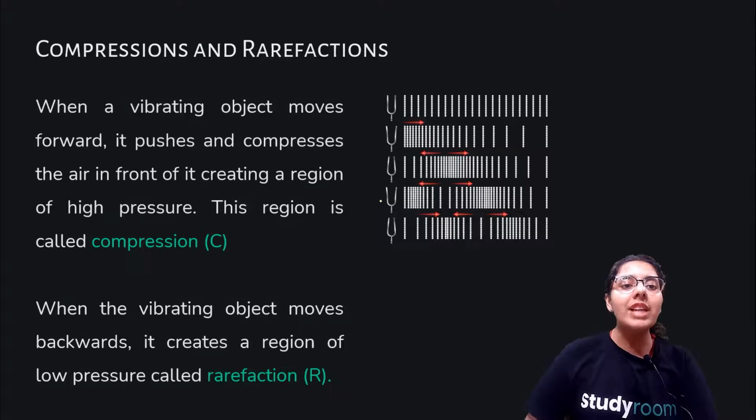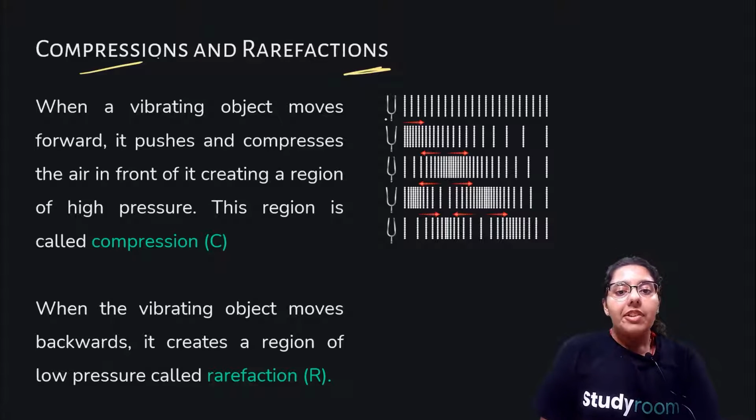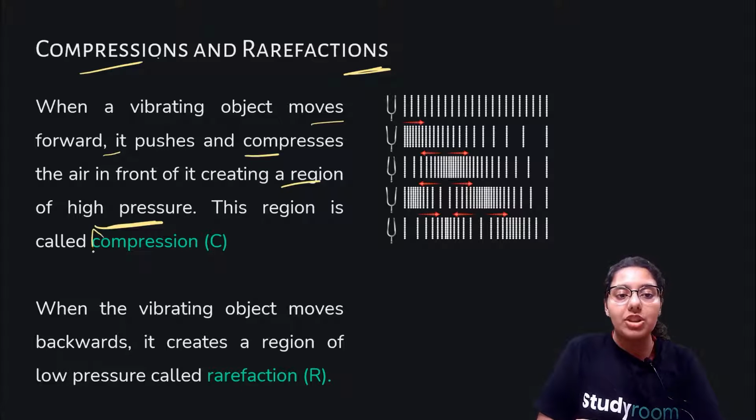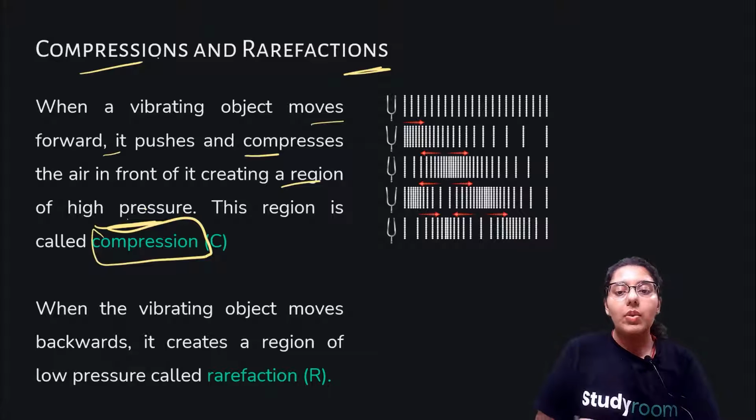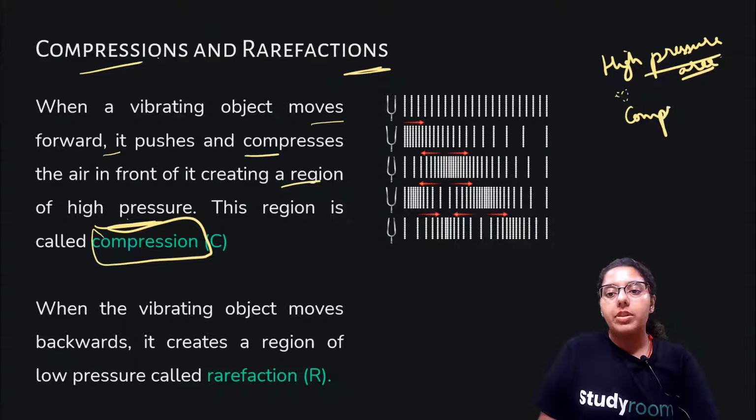Compressions and rarefactions. Okay. When a vibrating object moves forward, it pushes and compresses the air in front of it, creating a region of high pressure. This region is called compression. Okay. So when a high pressure area is created, then it is called compression, which we denote with C.